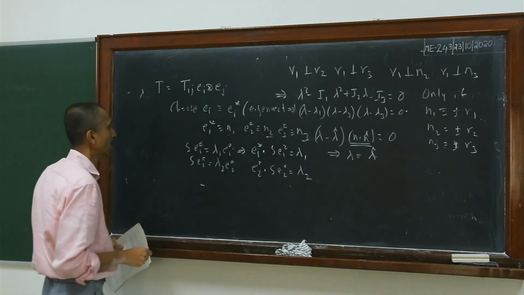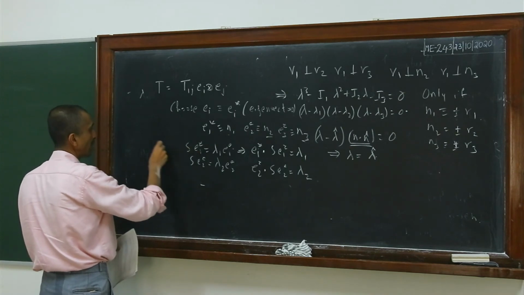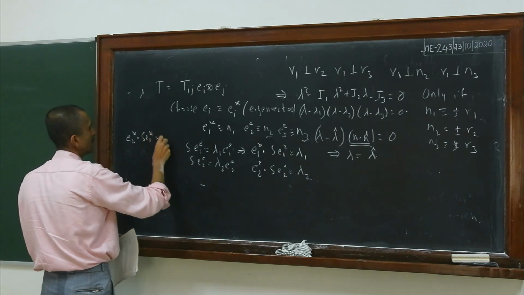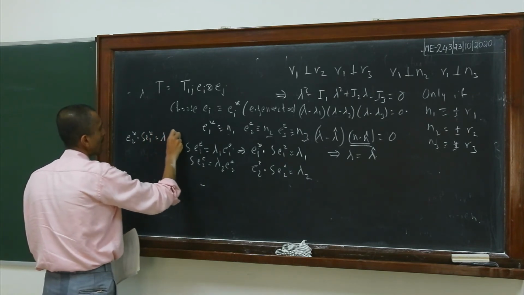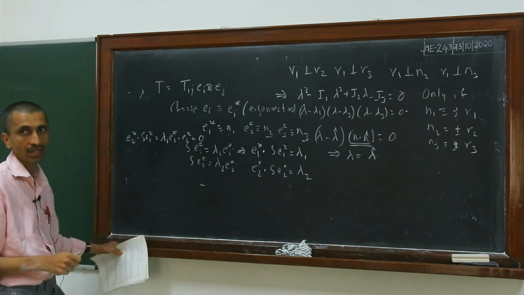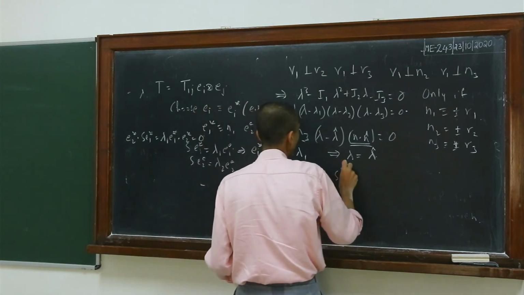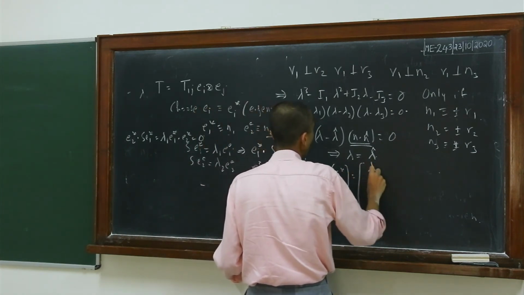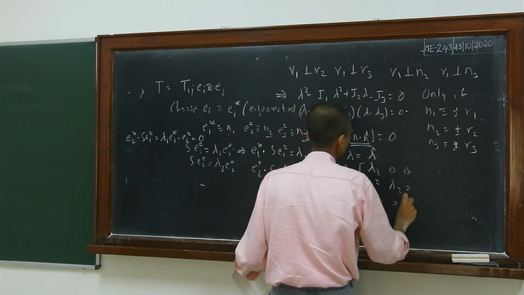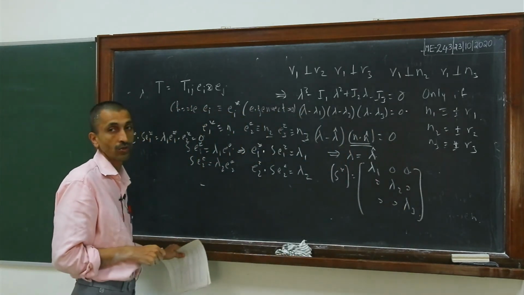So if you take the 2-1th component, you will get E2 star dot S E1 star is equal to lambda 1 E1 star dot E2 star is equal to 0. So all the off diagonal terms are 0 and the diagonal terms are lambda 1, lambda 2, lambda 3. So you will get that S star is equal to lambda 1 0 0, 0 lambda 2 0, 0 0 lambda 3. So this is the representation of S with respect to the principal frame, right?